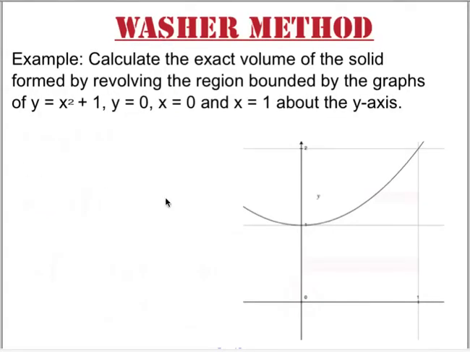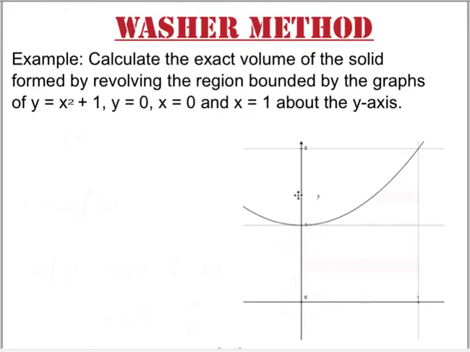The second example says to calculate the exact volume of the solid formed by revolving the region bounded by the graphs y equals x squared plus 1, y equals 0, x equals 0, and x equals 1 about the y-axis. We have our parabola here, and then y equals 0 and x equals 0 pretty much is just telling you that we're in quadrant 1, and then the other boundary that we have is x equals 1. So the shape here is a rectangle with a little dip here.